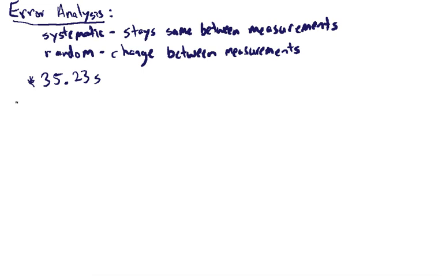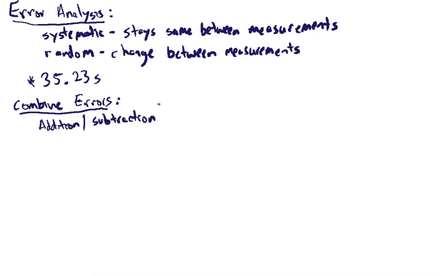So how do we combine or propagate errors when we do all of our math and combine our numbers together? For this one, the first is addition and subtraction, and this is pretty simple, because all you really have to do here is add the uncertainties together.